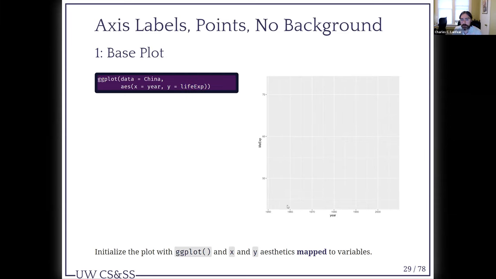You're going to get a blank canvas onto which you can conjure your dreams. You have life expectancy over here on the Y, year on the X axis. It's automatically filled in some tick marks and has put nothing there. It's put nothing there because we haven't asked it to draw anything. This ggplot layer generates a canvas, but it doesn't draw any dots or anything.